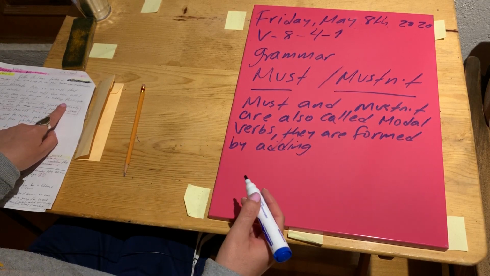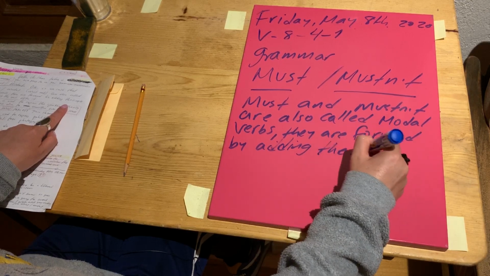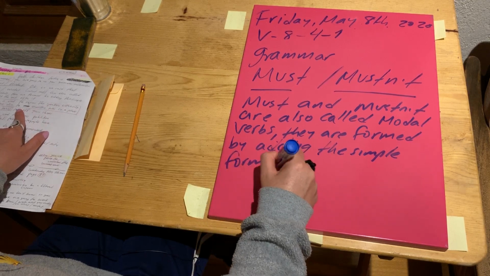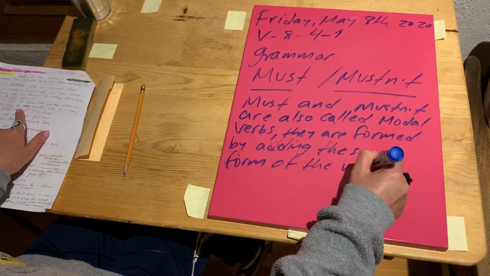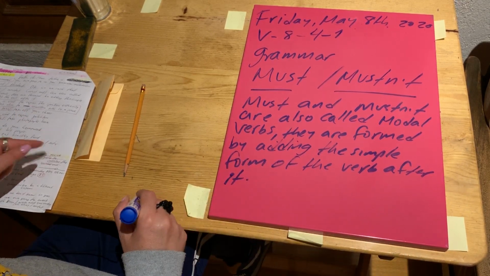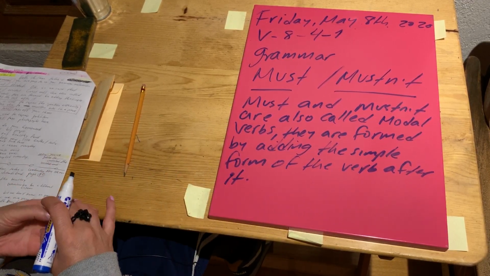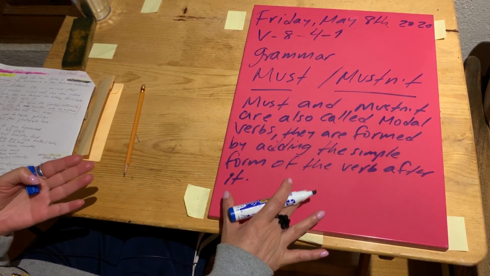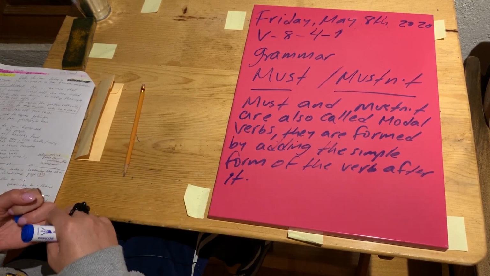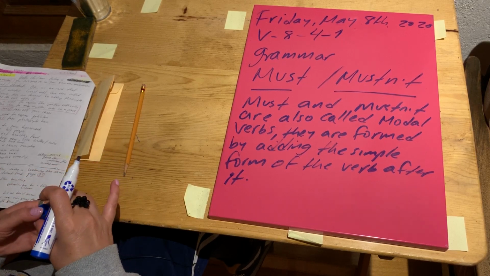Okay, by adding the simple form of the verb after it. So must and mustn't are also called modal verbs. They are formed by adding the simple form of the verb after it, okay? Modal verbs are can, should, would, could, okay? Must, mustn't, must, debes, okay?